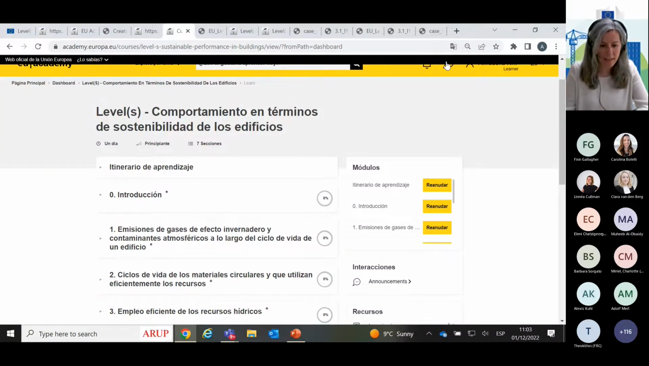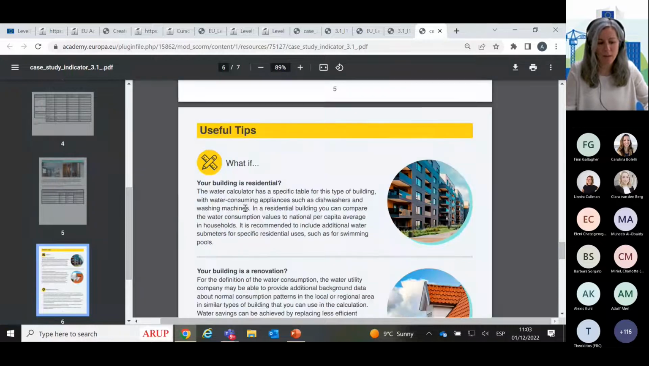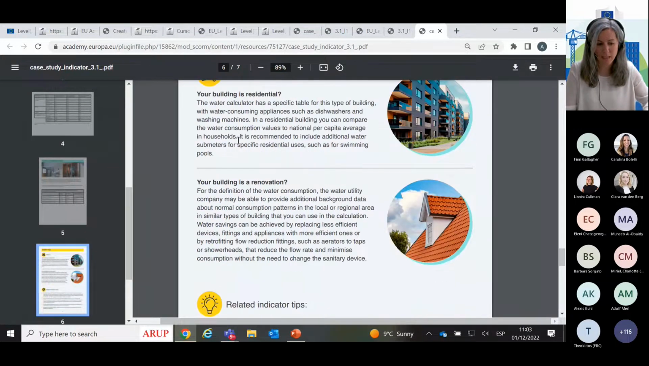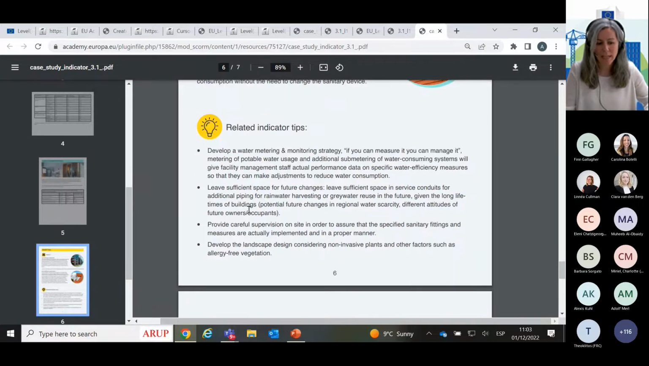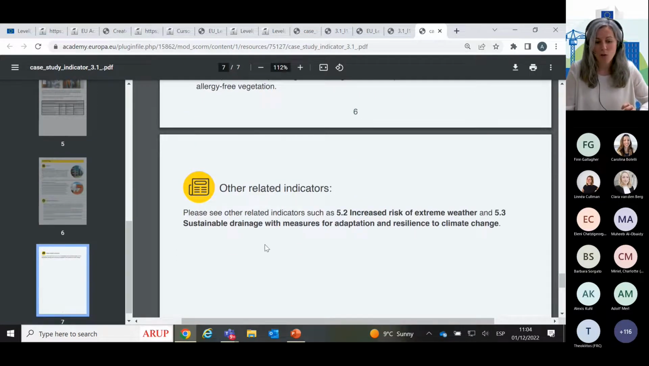And also in the case studies, we have incorporated some last sections related to other types of buildings, like residential and renovation, in case your building is one of these typologies, and also some related indicator tips that, in our experience with more than 15 years working in sustainability certifications and other frameworks, we have identified as very useful in this case for the water indicator, and also other related indicators, because maybe in the beginning you are focused on learning some particular indicators, but then you can see that this is related to other pieces of another macro objective, so you can see this other information. So this is my presentation.